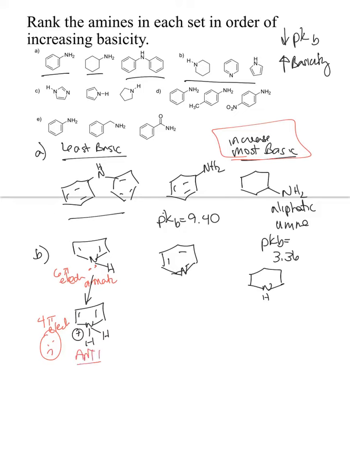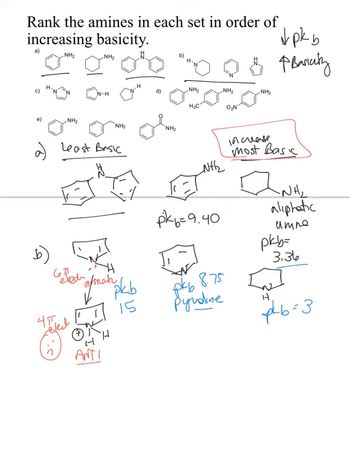Very destabilizing. In fact, if you look at the pKb here, the pKb for pyrrole is 15. The pKb for pyridine is 8.75. And the pKb here, once again, secondary and tertiary, primary amines are about the same. That's about 3.